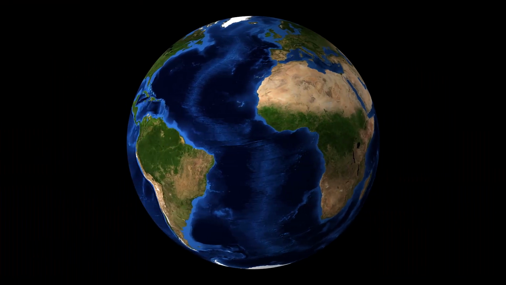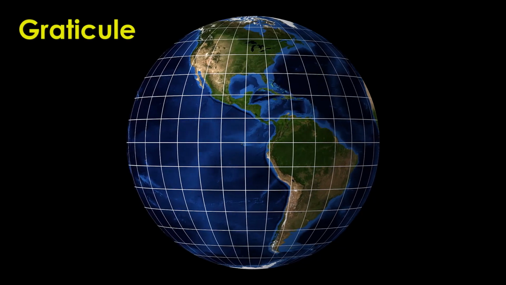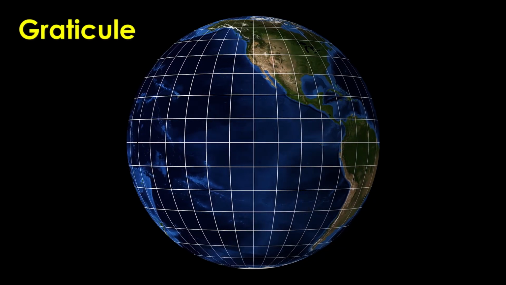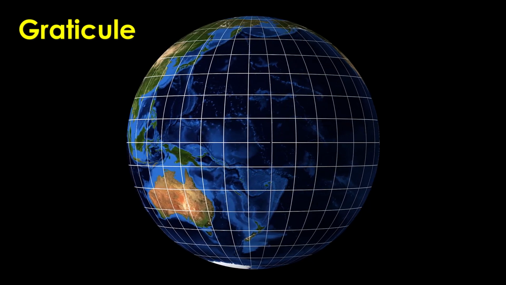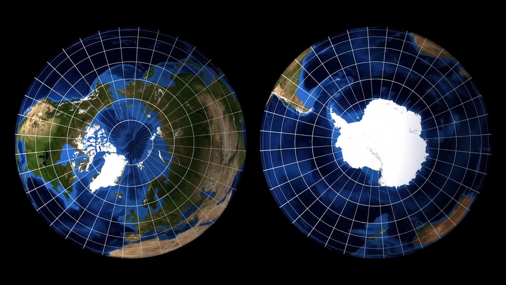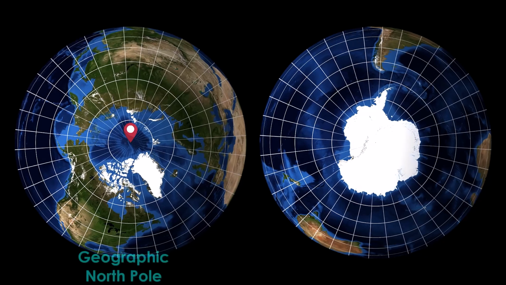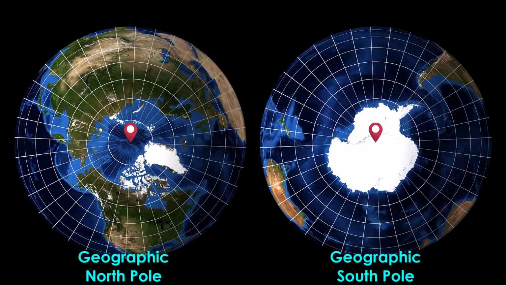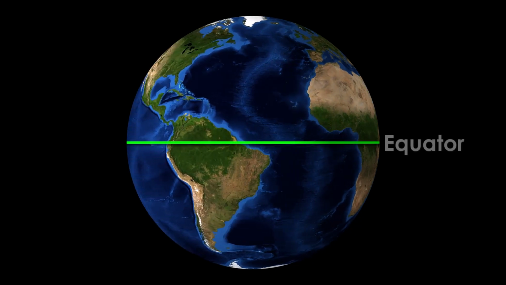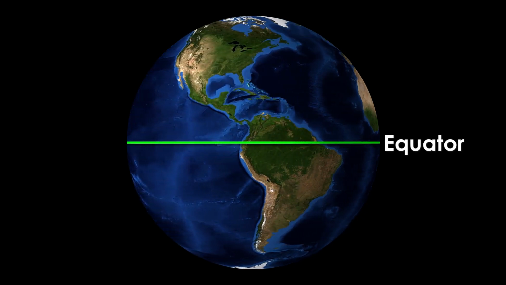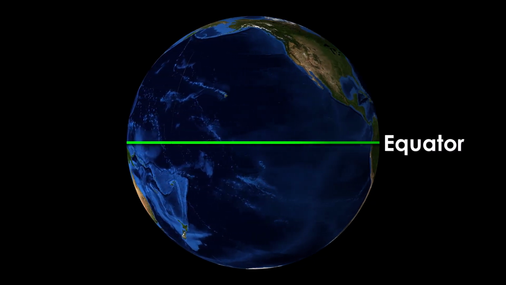At the end of the previous video, I mentioned that there is a grid covering Earth's surface known as the graticule. This graticule is what we use to determine coordinate positions on Earth's surface. You may recall from an earlier video that Earth has two fixed points where the planet's axis of rotation intersects the surface, the geographic North Pole and the geographic South Pole. The first reference line in the graticule is the equator, located halfway between the geographic poles. The equator circumscribes the planet, and from it we measure latitude.